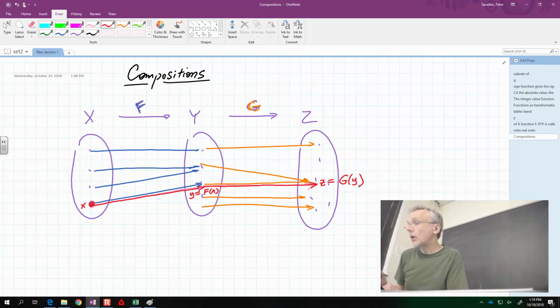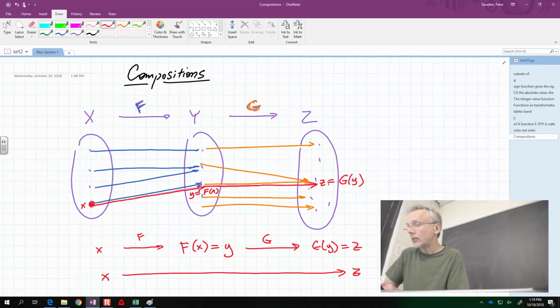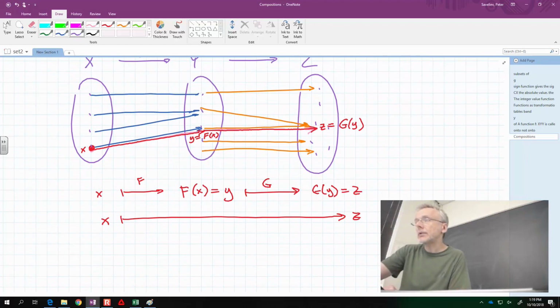Once again, from x to y, or if I write it in the opposite order, f of x is equal to y, and then y under g goes to g of y, which is z. Altogether, if I am combining them together, this is what I do. So two functions existing separately, f and g, have been combined into one. Like I said, it's called a composition. Let me write it out.